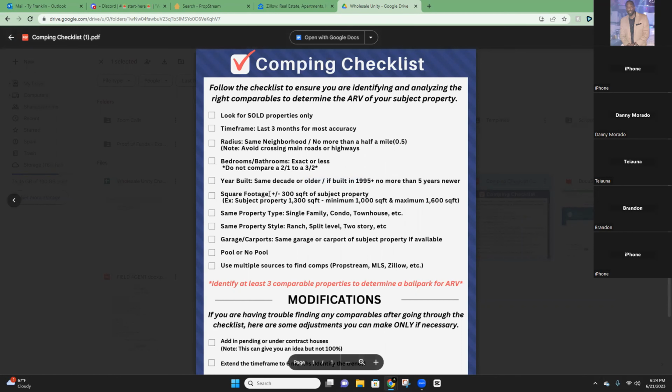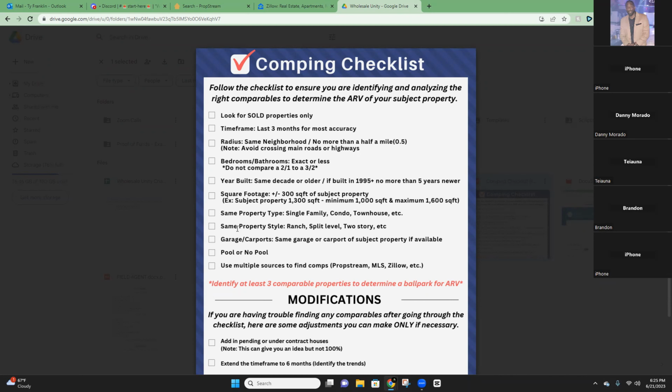All right. Next thing, same property type. You got single family, condo, townhouse, multifamily, mobile home, etc. You want to make sure you're comparing the same property type. You can't be comparing a single family property with a condo, or a condo with a townhouse, or a mobile home with a condo, right? You want to make sure you're comparing apples to apples when it comes to that. That's pretty simple there. Same property style, right?